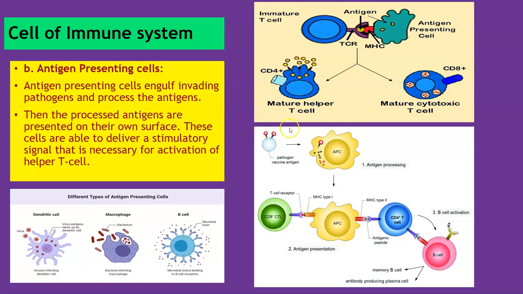So this is how the entire mechanism of the immune system works because of the help provided by the antigen presenting cell. So these cells are able to deliver a stimulatory signal that is necessary for the activation of helper T cells. So that's how they play an important role in the activation of T cells.